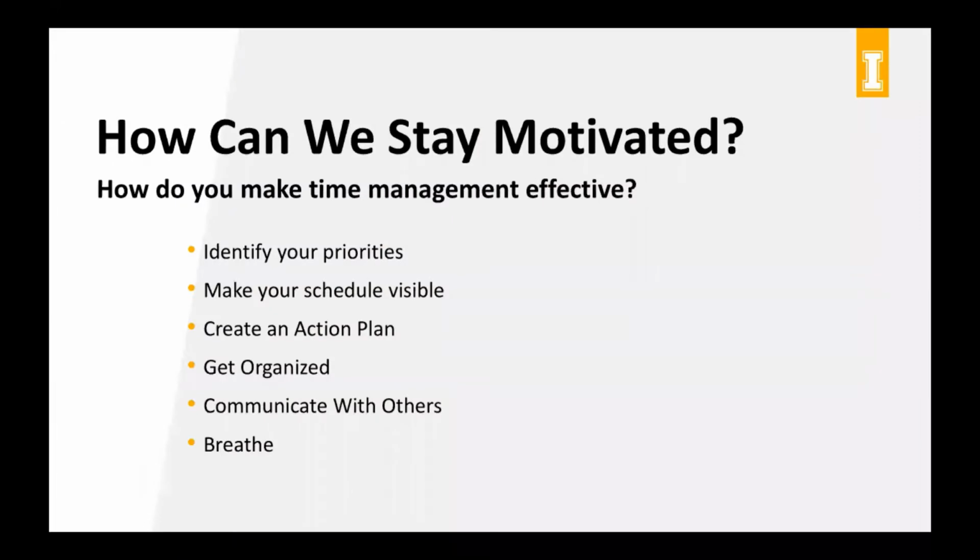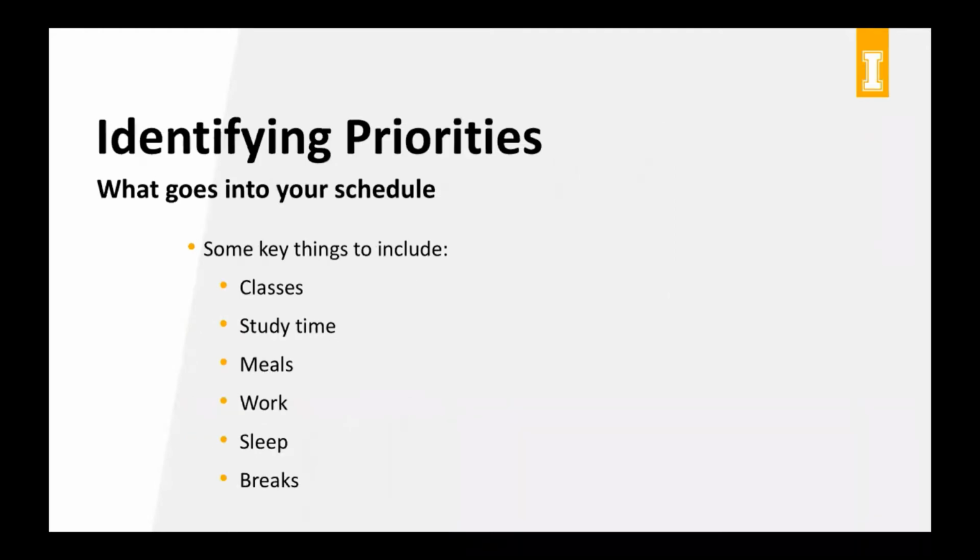So the big question that we're running into is, how can we stay motivated, right? How do we make time management effective? There are a couple of steps that go into that. We're going to talk about identifying your priorities, making your schedule visible, creating an action plan, getting organized, communicating with others, and then remembering to breathe. With that, let's get started on actually identifying priorities.